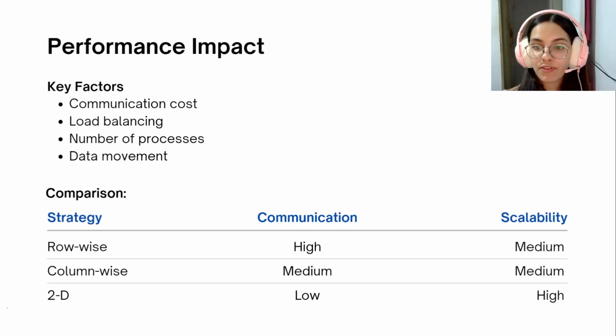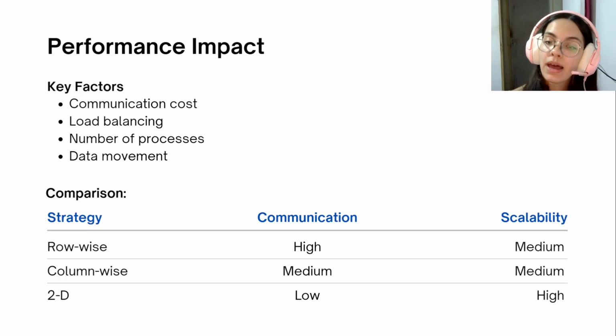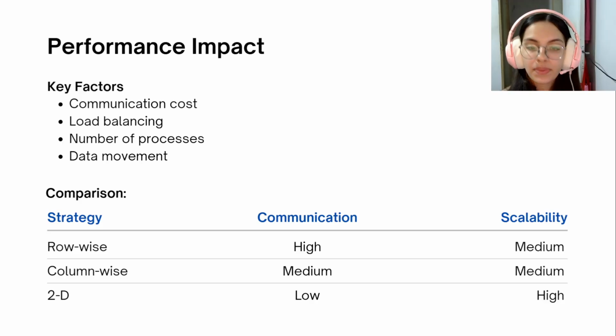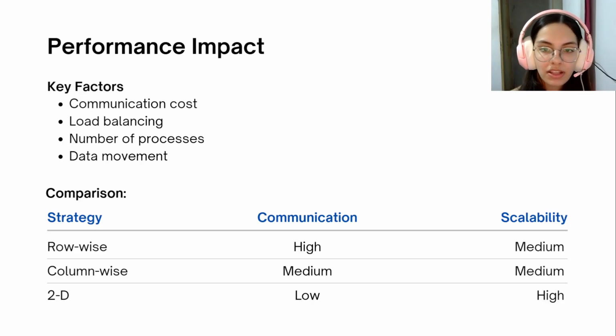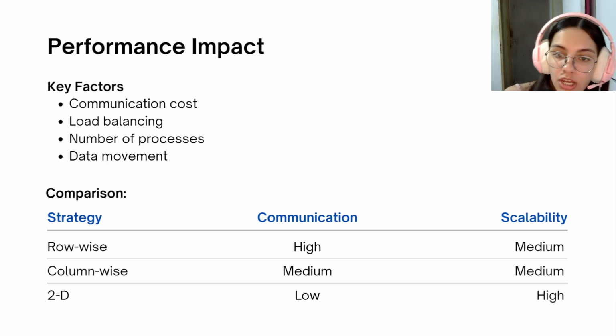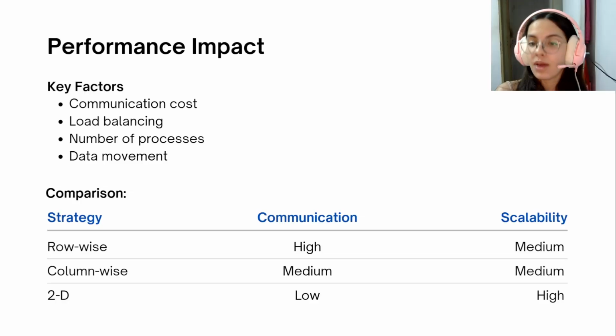Now let's see the performance impact. So when analyzing performance, we need to consider communication cost, load balancing, and data movement. Even if the computation is perfectly parallelized, excessive communication can limit performance. So the best strategy is not just the one that divides the work evenly, but the one that minimizes communication.